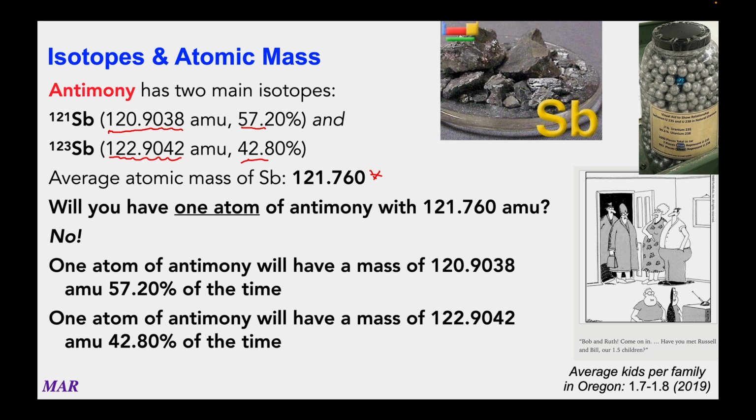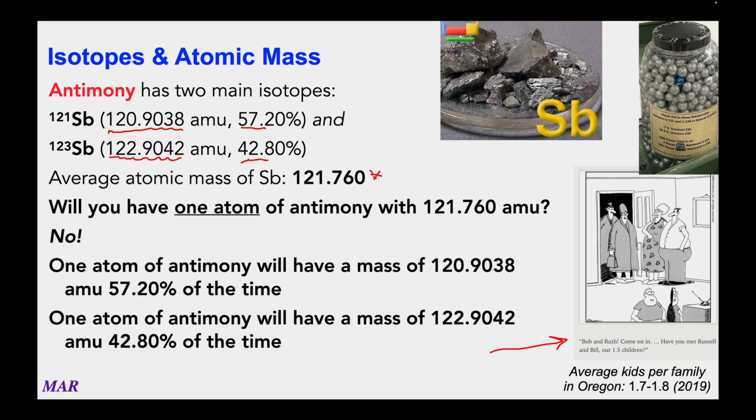Well, the final answer is that we deal with so many atoms at one time. We're not talking about one atom or 10 atoms or 100 or 1,000 or 1,000,000. We're going to talk about just billions upon billions of atoms. And this average mass number is a great way to talk about all of the atoms of antimony together. But if you had a big bag of antimony and you pulled out one atom, you'd never have an atom of 121.760 AMUs. You'd have one of the other two masses, 57% or 42% of the time.